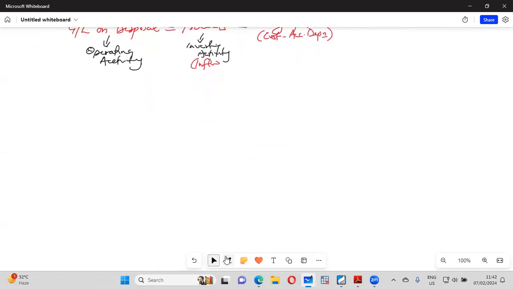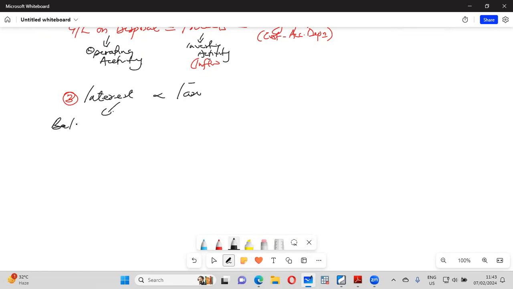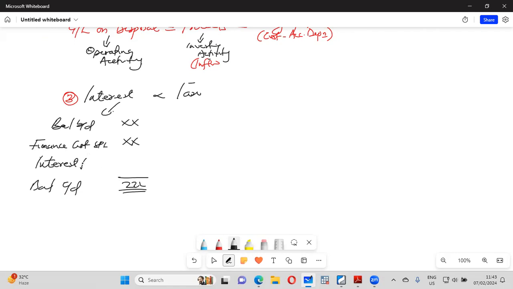Then working number 3, which you need to try as much as possible to do, will be the interest and tax. For the interest part, we will need an interest balance brought down, which can be sourced from the CL. Then the finance cost in the SPL, the profit or loss account, will be added together. It should give you your balance carried down. If it is not, then it means there was an interest payment. The other way around will mean that probably you received interest.